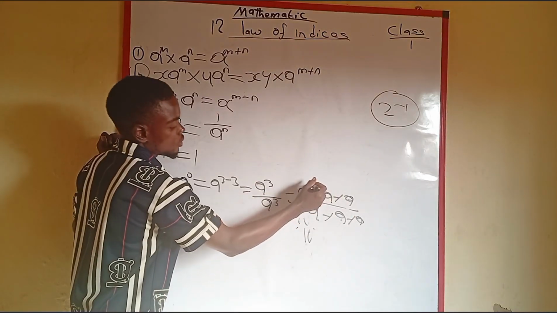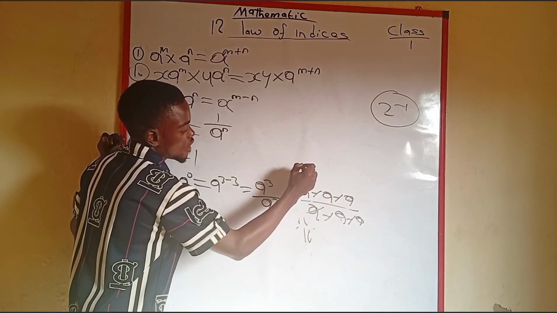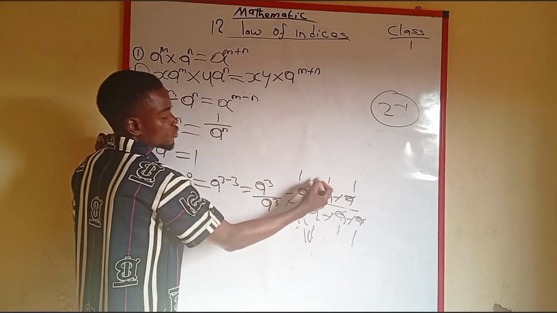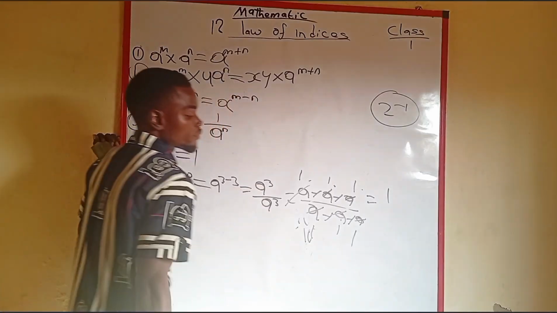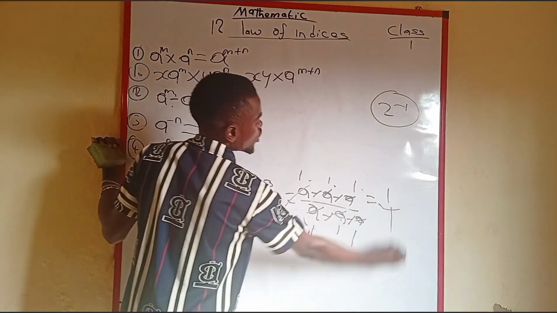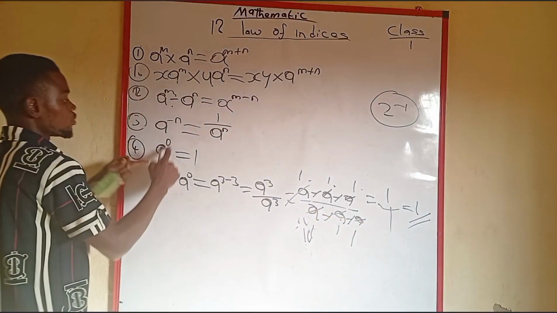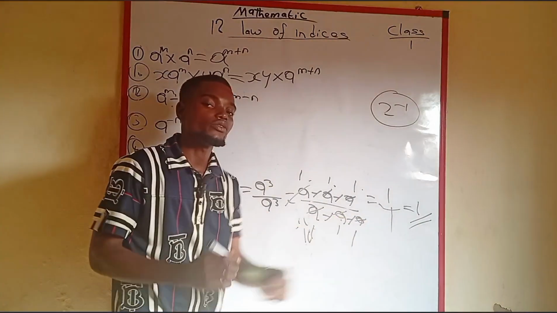Now we're going to do some work, which is a will cancel a, 1 over 1, and a cancels a, 1 over 1, and then a cancels a, 1 over 1. 1 multiplied by 1 multiplied by 1 is going to give us 1, all over 1. 1 over 1 is going to give us 1. So anything raised to the power 0 is 1. This is the proof of it.